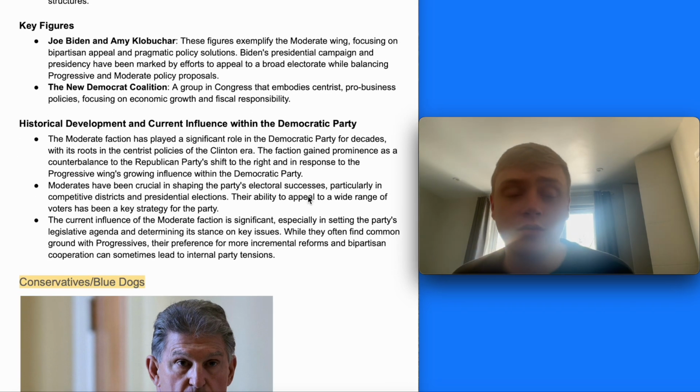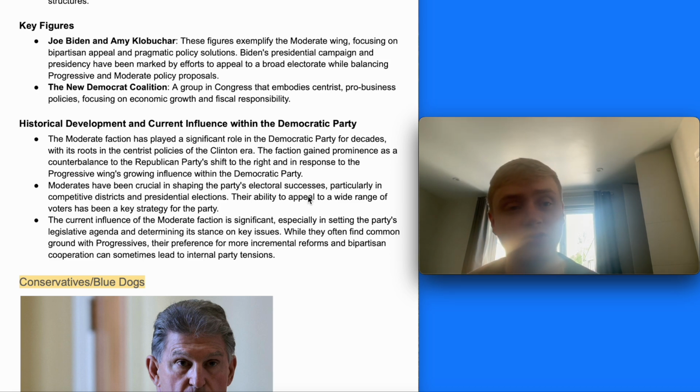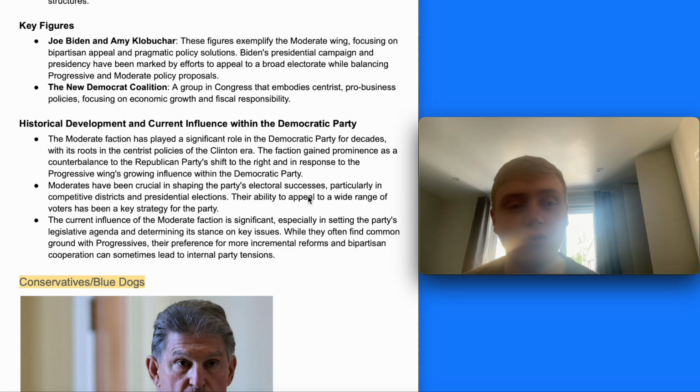Key figures include President Biden and Amy Klobuchar, emphasising the moderate wing, focusing on bipartisan appeals and pragmatic policy solutions. Biden's presidential campaign and presidency have been marked by efforts to appeal to a broad electorate whilst balancing progressive and moderate policy proposals. And the New Democrat Coalition is a group in Congress that embodies the centrist pro-business policies focusing on economic growth and fiscal responsibility.